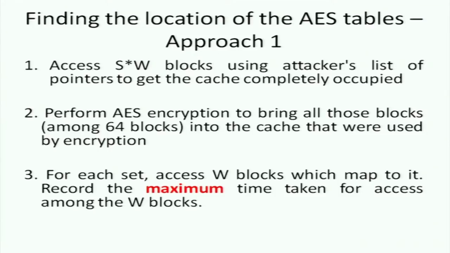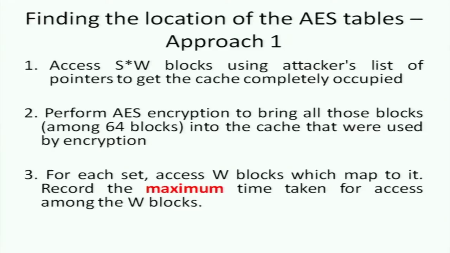So here is the attack. Access S times W blocks using the attacker's list of pointers to get the cache completely occupied. This is what the attacker is doing. S is the number of sets, and W is the associativity. Everybody knows these terms, associativity of a cache. It's 8-way set associative in the case of the Intel caches. So access S times W blocks, basically all the blocks, and we are right now targeting L2. Access all the blocks in the L2 cache using the attacker's list of pointers to get the cache completely occupied.